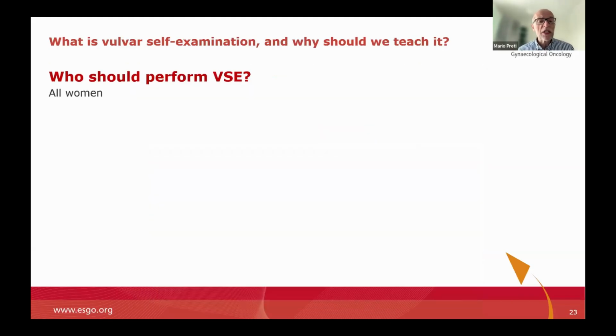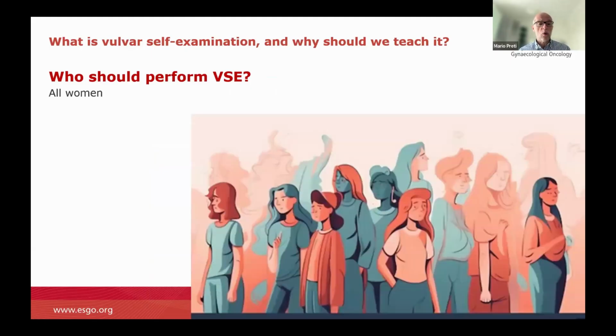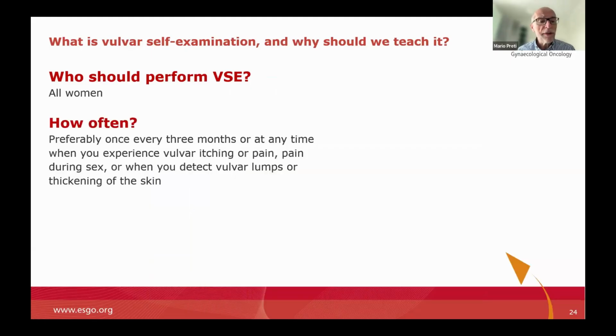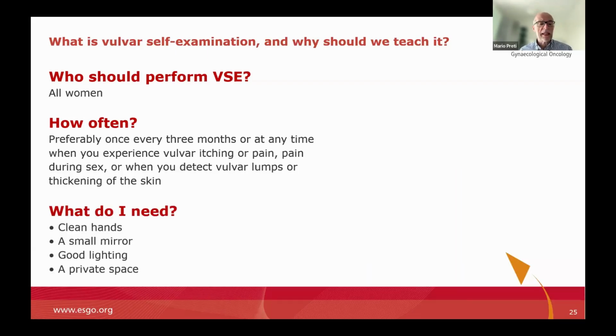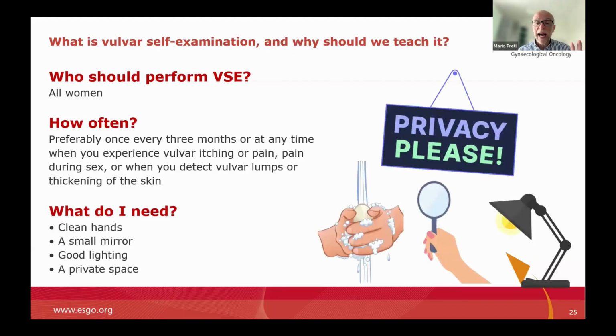Who should perform vulvar self-examination? All women. How often? Preferably every 3 months, every season, or of course anytime when experiencing vulvar itching or pain during sex, or when detecting vulvar lumps or thickening of the skin. What do we need? Clean hands, a small mirror, good lighting, and a private space. Privacy, please.